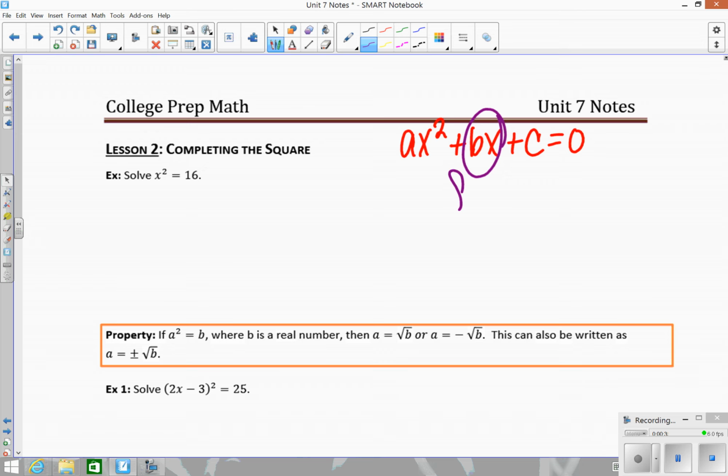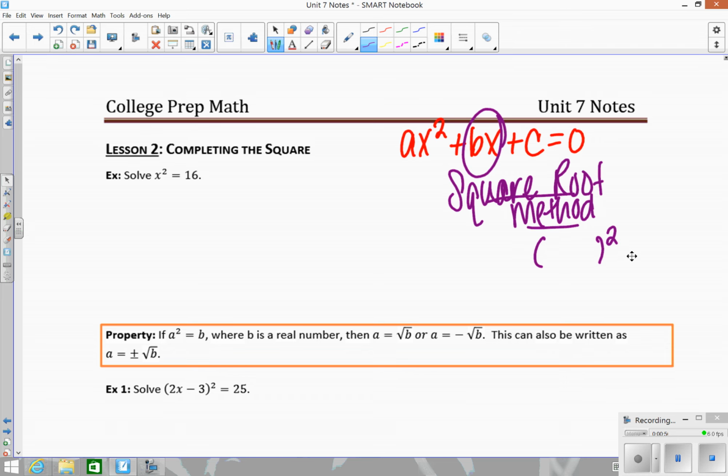So the square root method is kind of like a shortcut. Instead of having to factor, you can apply this square root method, which means you're going to take the square root of both sides. Whenever you have some quantity being squared set equal to a number, meaning that middle term bx is missing, you can take the square root of both sides and solve it that way.